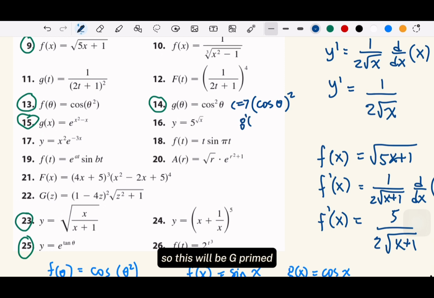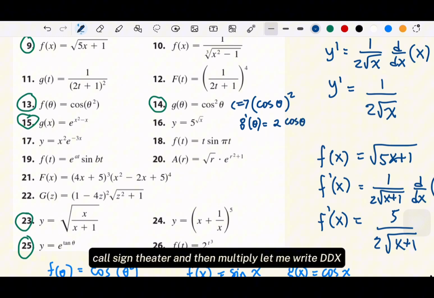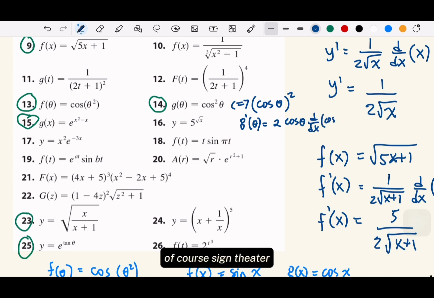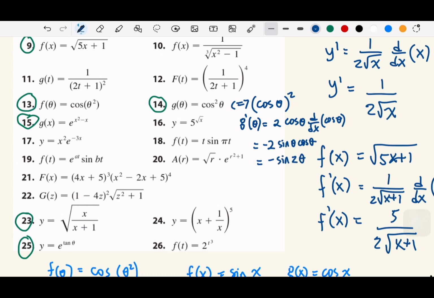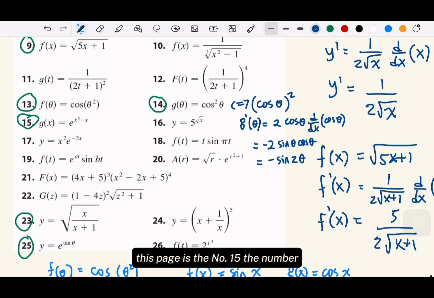So this will be g prime of theta, which would be 2 cosine theta, and then multiplied by d dx of cosine theta, which results in the negative sine. So this will be negative 2 sine theta cosine theta, or negative sine 2 theta.